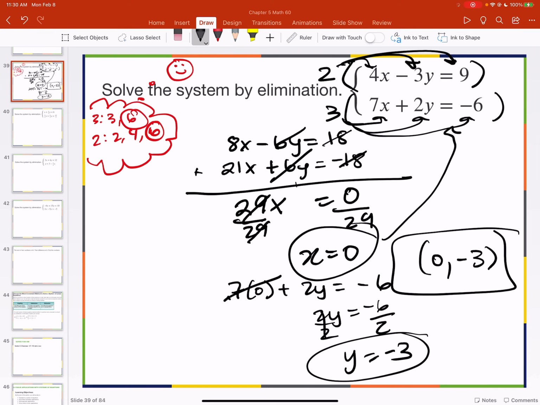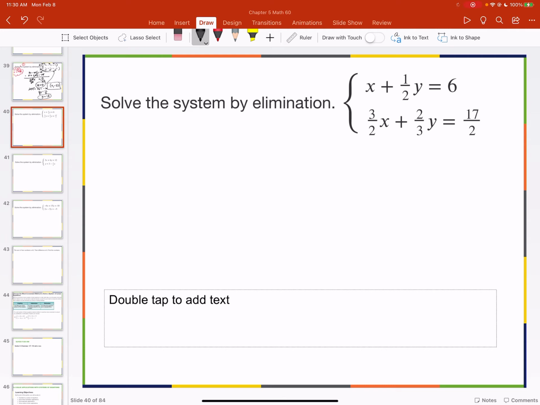Okay, let's do one with fractions because we love fractions, don't we? I know I do.